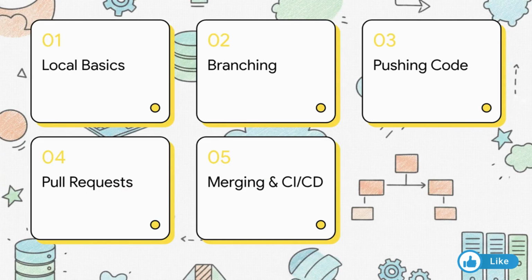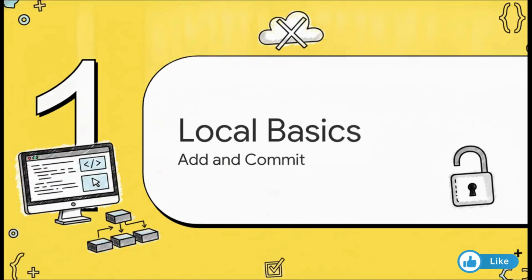Here is our roadmap for today. We're hitting local basics like add and commit, branching for safe development, pushing code to GitHub, pull requests and reviews, and finally, merging and CI/CD pipelines. All right, let's kick things off with Section 1, Local Basics, Add and Commit.